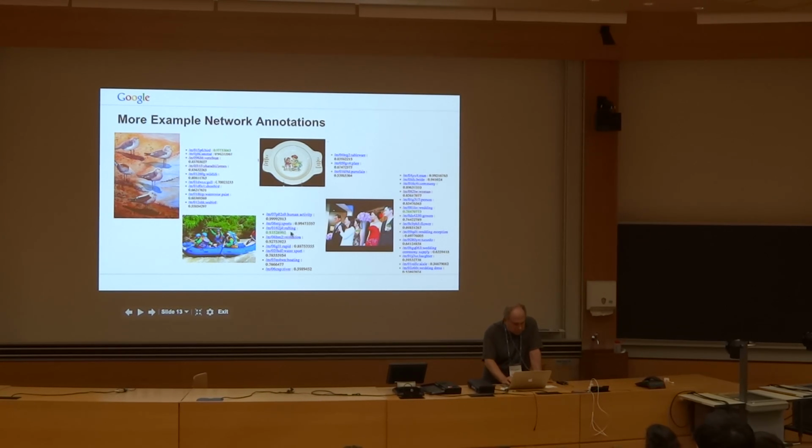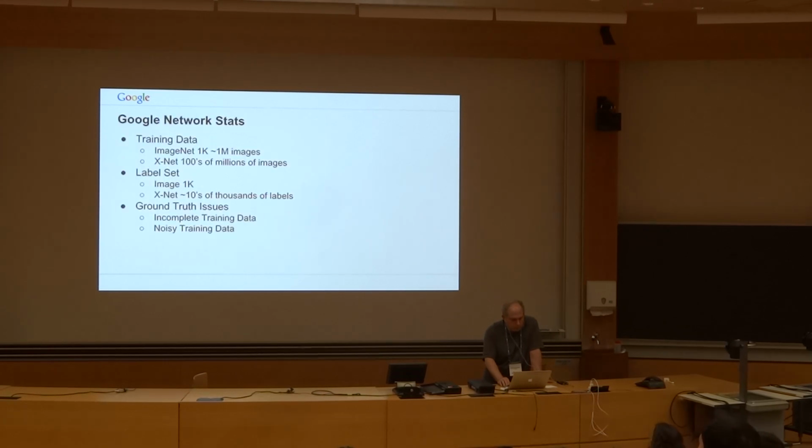Here you see rafting, recreation, rapids, water sports, boating. All kinds of interesting labels which our internal networks can pull out. Just to have a few numbers, right? ImageNet is on the order of 1 million training examples. The types of things we're doing internally look at hundreds of millions of training examples, going to tens of thousands of labels.